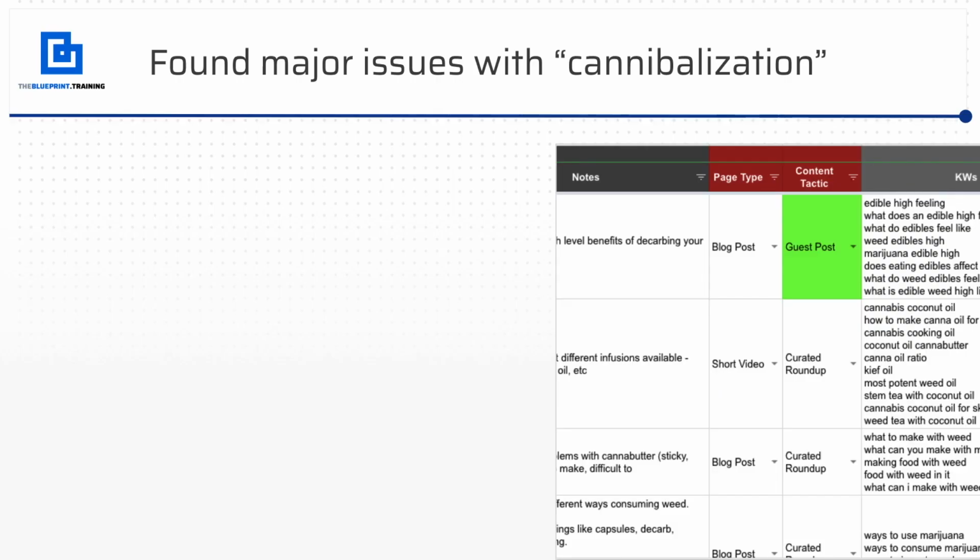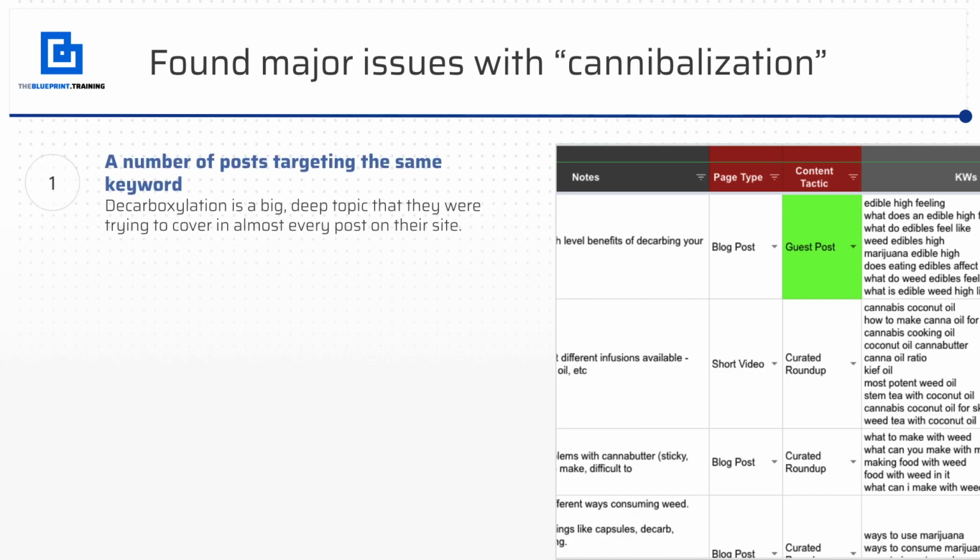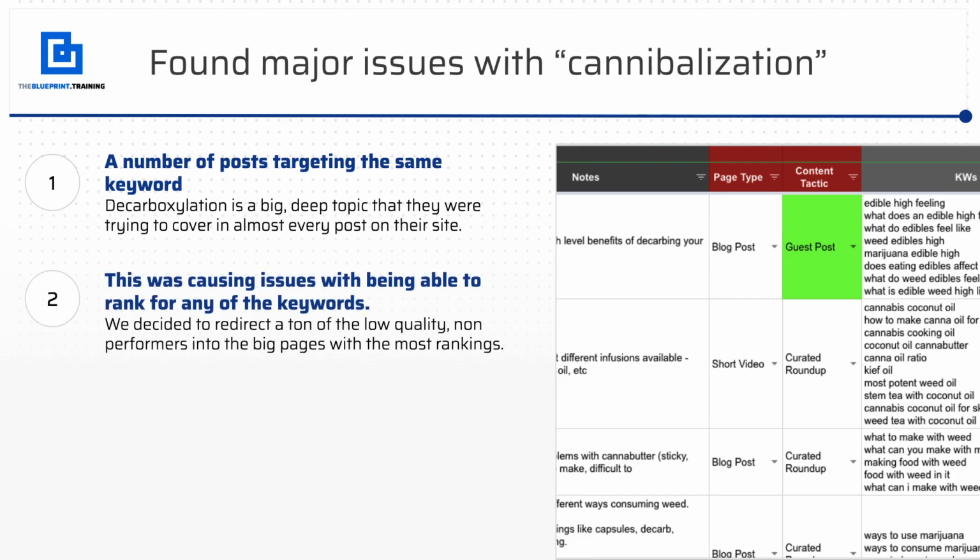So specifically, getting back into the case study, when we ran this content audit, we found major issues with cannibalization. So as you've probably discovered, decarboxylation is a very, very big, complicated topic. And the client thought that they had to create a lot of different posts around that to explain it in different facets. But what happens is you end up creating content that targets the same keyword. When you have content targeting the same keyword, Google doesn't know which page to rank, and it's not going to rank any of them, right? So we want to identify those and remove that keyword cannibalization.